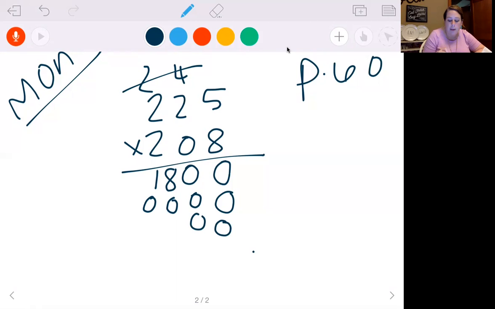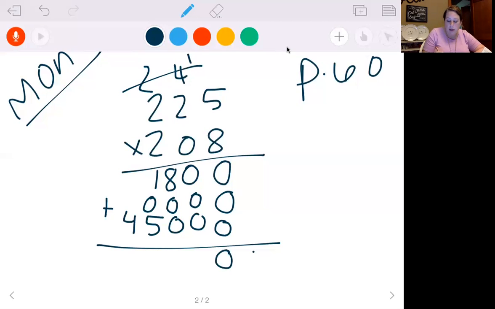Then I can multiply my 2 times everything. 2 times 5 is 10. Put my 0, carry my 1. 2 times 2 is 4, plus that 1 is 5, and 2 times 2 is 4. And then we add it up. That's the easy part, because a lot of the times it's just a lot of zeros. So 0, 0, 8, 5 plus 1 is 6. Drop down that 4. 46,800 dots would be your answer.